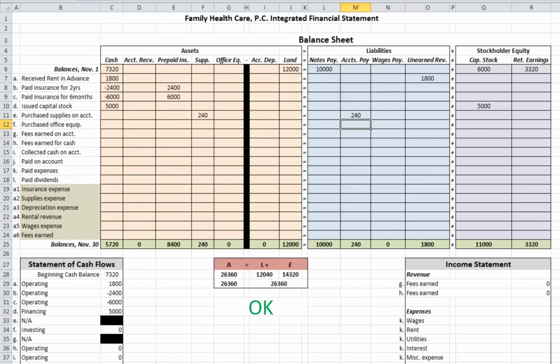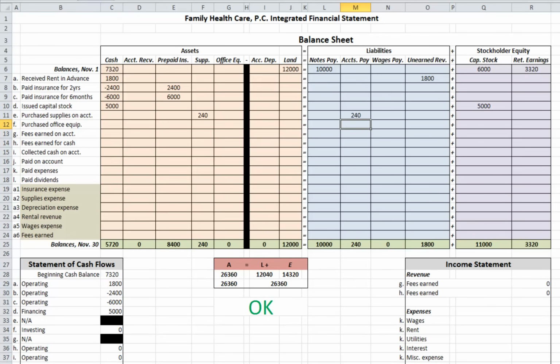Now, interestingly enough, if you look down in the cash flow statement, what do we have for transaction E? We have nothing. It's a big black square. And why is that? That's because we didn't pay for this in cash. It's not a cash transaction. We're paying for it on account. So at some point, when we pay the bill, we will have a transaction in cash, but as of now, we don't.